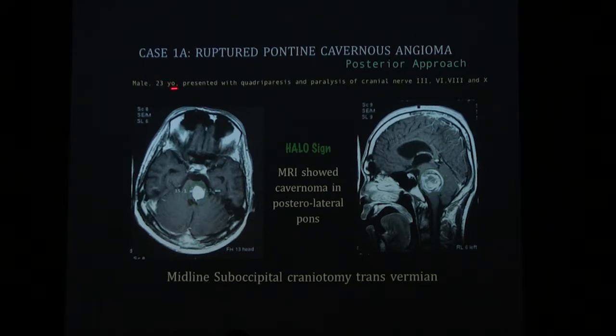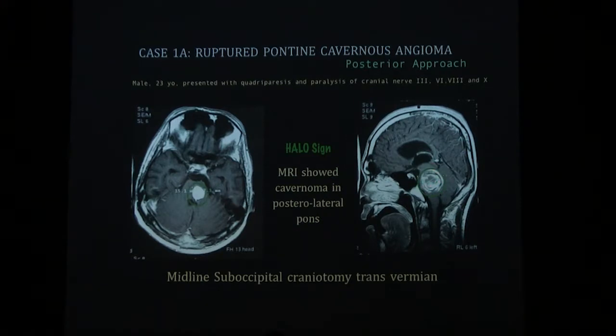This is the case of a 23-year-old male who came to me with quadriparesis and cranial palsy. He is a poor man. In Indonesia, we don't have a good system of government insurance, so the government cannot provide anything like this. So we need to create our own brain foundation. A poor man with a good prognosis comes to us, we need to do it free, and we fundraise for him. Again, you see this beautiful halo sign.